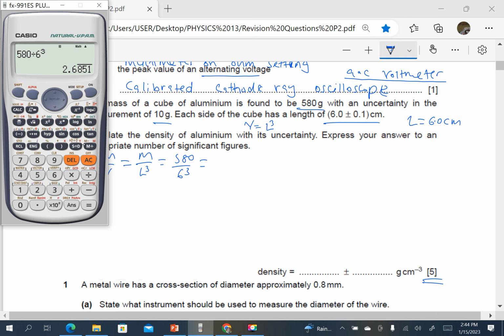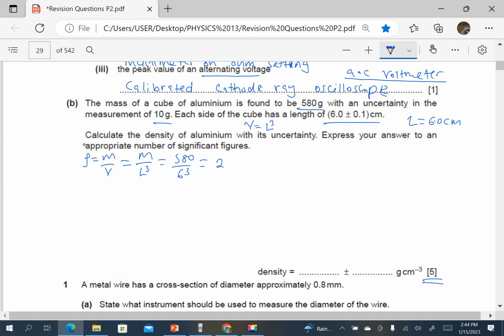So this is giving us 2.685 grams per centimeter cubed. So let's find the uncertainty because we have m over L cubed, or side cubed. The fractional uncertainty in density should be equal to the fractional uncertainty in the mass plus, because of the power, 3 times the fractional uncertainty in L.